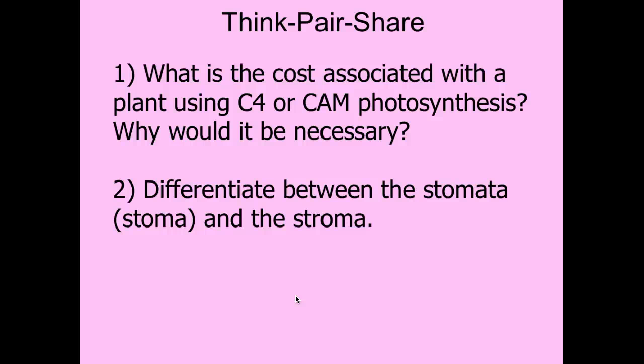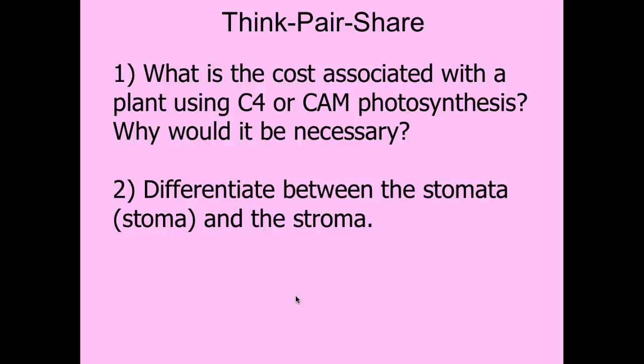Right, and C4 and CAM photosynthesis are going to actually require ATP to get carbon dioxide into the plant. But this is necessary because if you are at such a risk of losing water that you're not going to be able to perform the light-dependent portion of photosynthesis, then it's worth a little loss of energy to get the carbon dioxide that you need. And that's why this type of photosynthesis is only performed in arid regions.